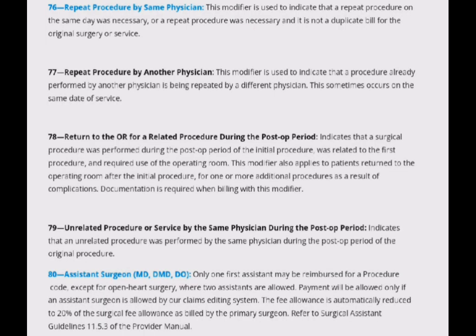76. Repeat procedure by same physician. This modifier is used to indicate that a repeat procedure on the same day was necessary, or a repeat procedure was necessary and it is not a duplicate bill for the original surgery or service.